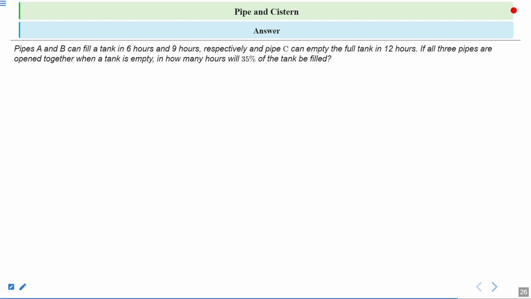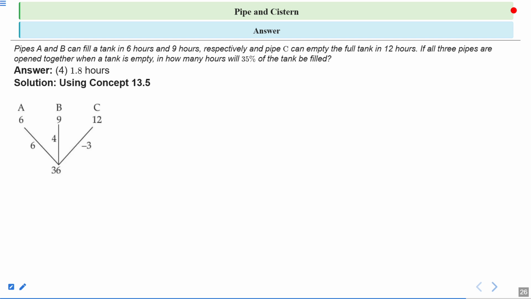The question says that if all three pipes are opened together when the tank is empty, in how many hours will 35% of the tank be filled? First we calculate 35% of the capacity of the tank, which we take as the LCM. Then we divide by the combined efficiency of A, B and C, and we get the time. The correct answer of this question is the fourth one, which is 1.8 hours. Now see the detailed solution using concept 13.5.